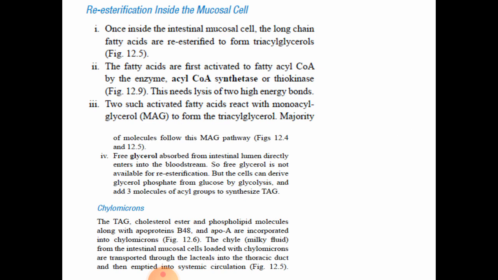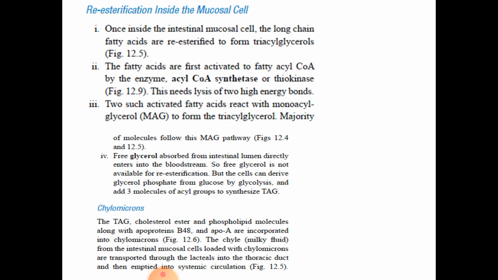Next, explain about the re-esterification inside the mucosal cells. Once inside the intestinal mucosal cells, the long chain fatty acids are re-esterified to form triacyl glycerols. The fatty acids are first activated to fatty acyl CoA by the enzyme acyl CoA synthase or thiokinase. This needs the lysis of 2 energy compounds. The 2 such activated fatty acids react with monoacyl glycerol to form triacyl glycerols.